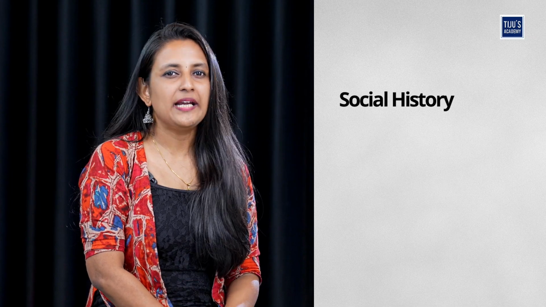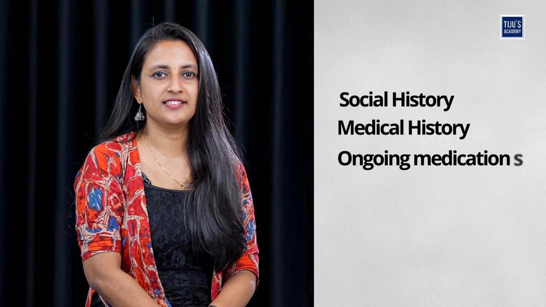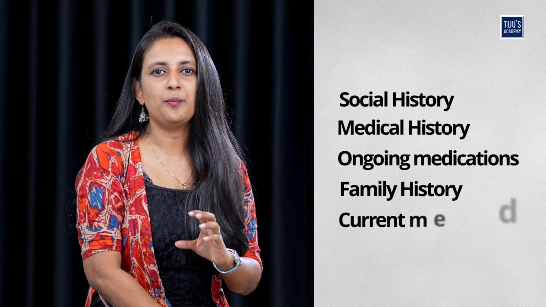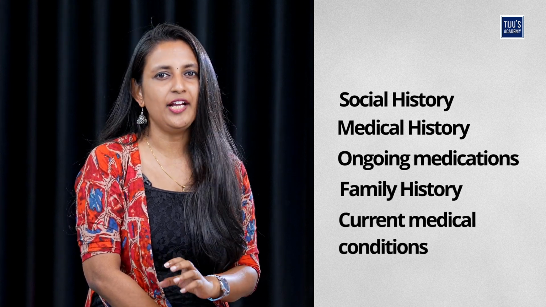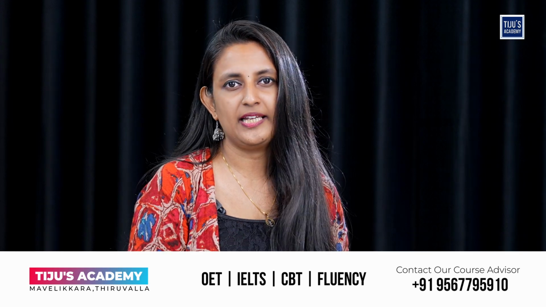Social history, medical history, ongoing medications, family history and current medical conditions. These are the five contents that we can include in the body paragraph of OET writing. The arrangement of these contents alters according to the reader, or to whom we are writing, and sometimes depending upon the scenarios.